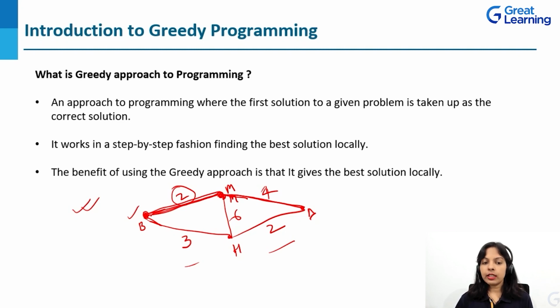But you can see locally, if I consider which is the optimal path between Bangalore to Mumbai, then definitely this is the optimal path. And between Mumbai to Delhi also, the optimal path is this only. If we go via Hyderabad, it takes 6 plus 2, 8 hours. So locally, it is the best solution. But overall, this approach didn't give the best solution. But there are certain problem statements whose solution using the greedy approach gives you the overall as well as the local best solution. Okay, so I hope you have understood what the greedy approach to programming is all about.